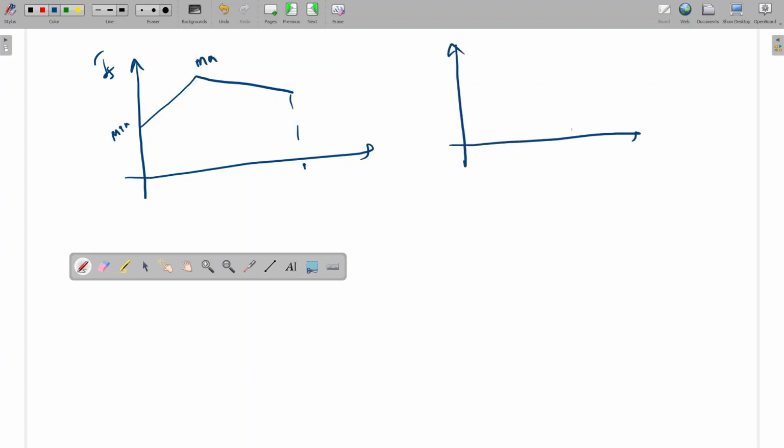Switch current will be only in the first half. This is the switch current, DT. This is T. This is DT, and this is 1 minus D times T. Okay, and this is the switch current.